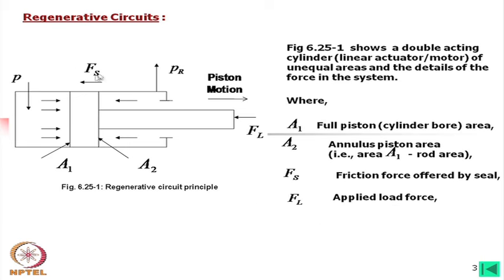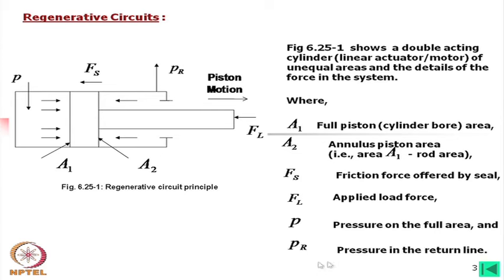It is apparently written here only, but this is a component of this friction force and the friction force at this cap also. FL is the applied load, P is the pressure on the full area, and PR is the pressure in the return line.